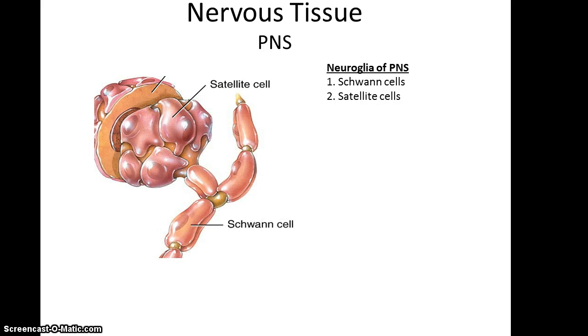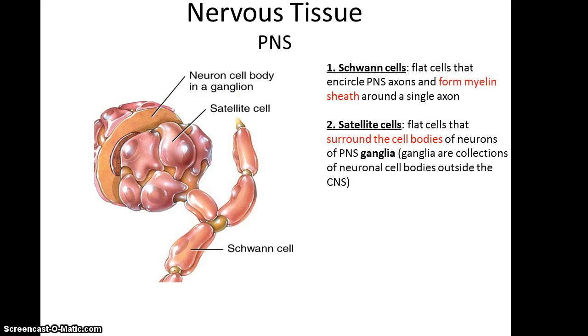In the peripheral nervous system, we have Schwann cells and satellite cells. The Schwann cells are flat cells that encircle part of the peripheral nervous system's axons and form myelin sheaths around that axon. And the satellite cells, on the other hand, are flat cells that surround the cell bodies of neurons of the peripheral nervous system. And when you have a bunch of cell bodies together in the peripheral nervous system, that's called a ganglia.